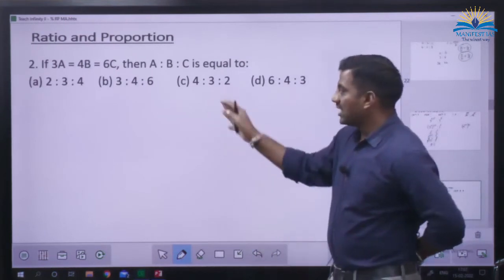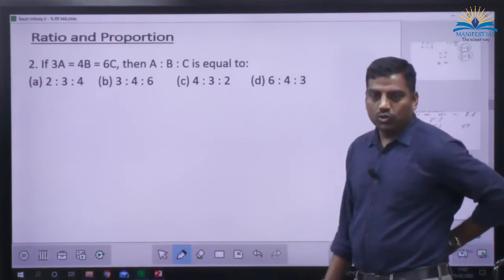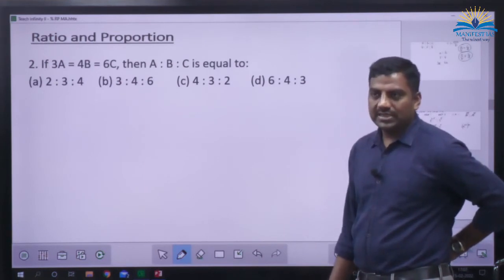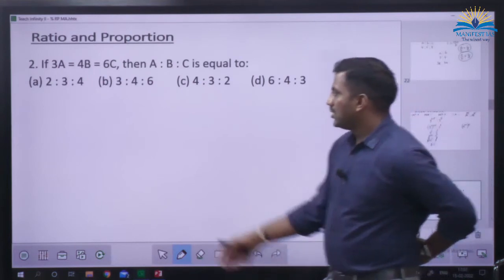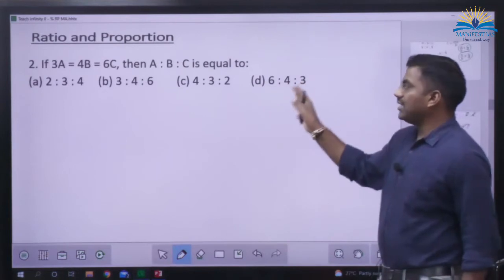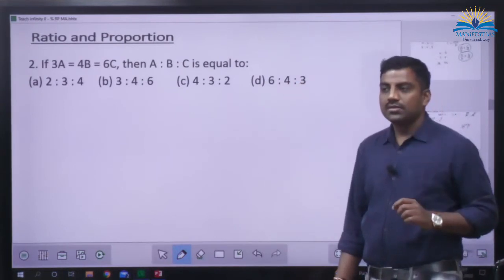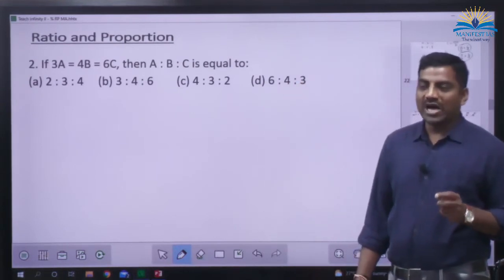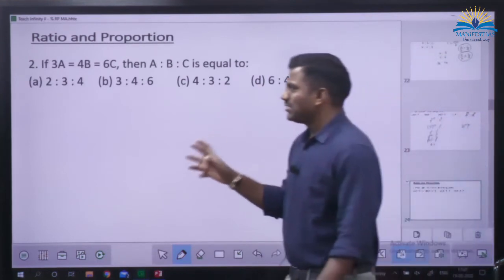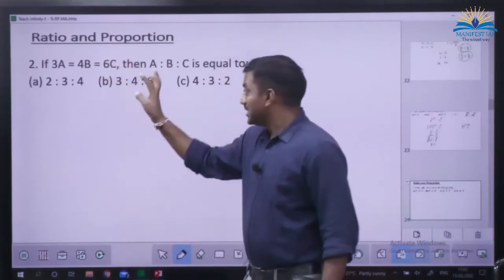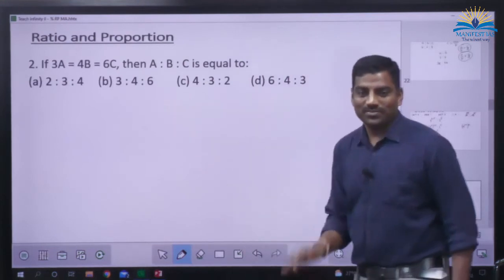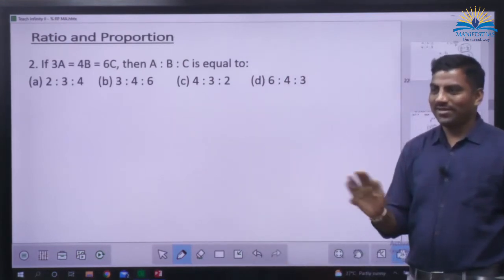So among the given options, can we eliminate 2? A has to be the greatest, C has to be the least. So we cannot consider these 2. It's gone. And remaining are these 2. For the people who have the habit of killing mathematics, very often they will think there must be something. Flip it, what will we get? 6 is to 4 is to 3. Don't do that.